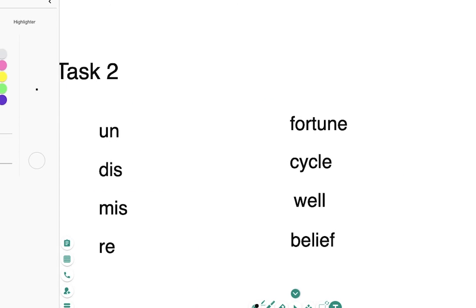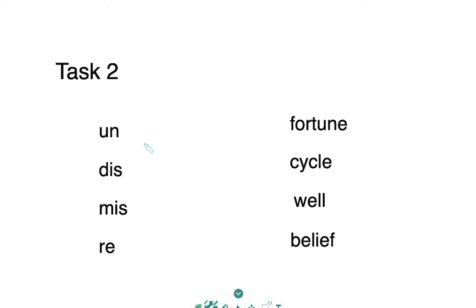Task 2. Let me just change my pen colour. We have our prefixes on this side of the page: un, dis, mis and re. And on this side of the page we have our root words: fortune, cycle, well and belief. We need to match which prefix goes with which root word. So we have un. Let's try and match them up. Unfortune, uncycle, unwell or unbelief.